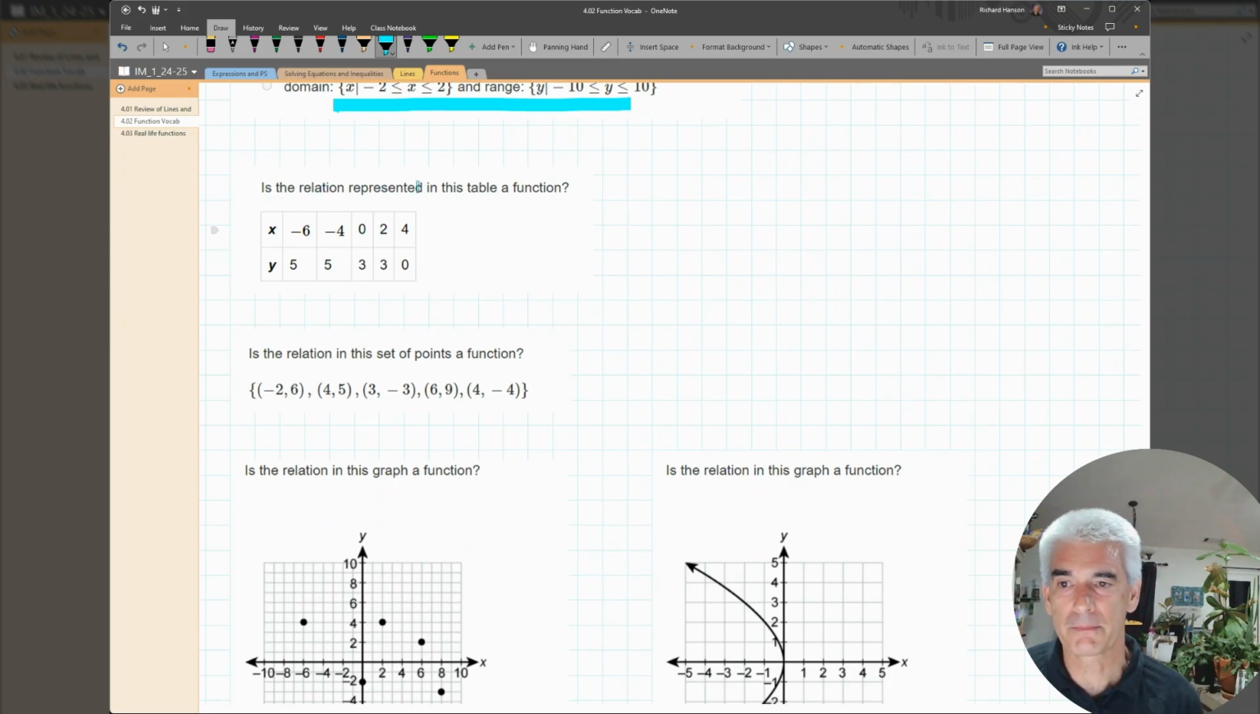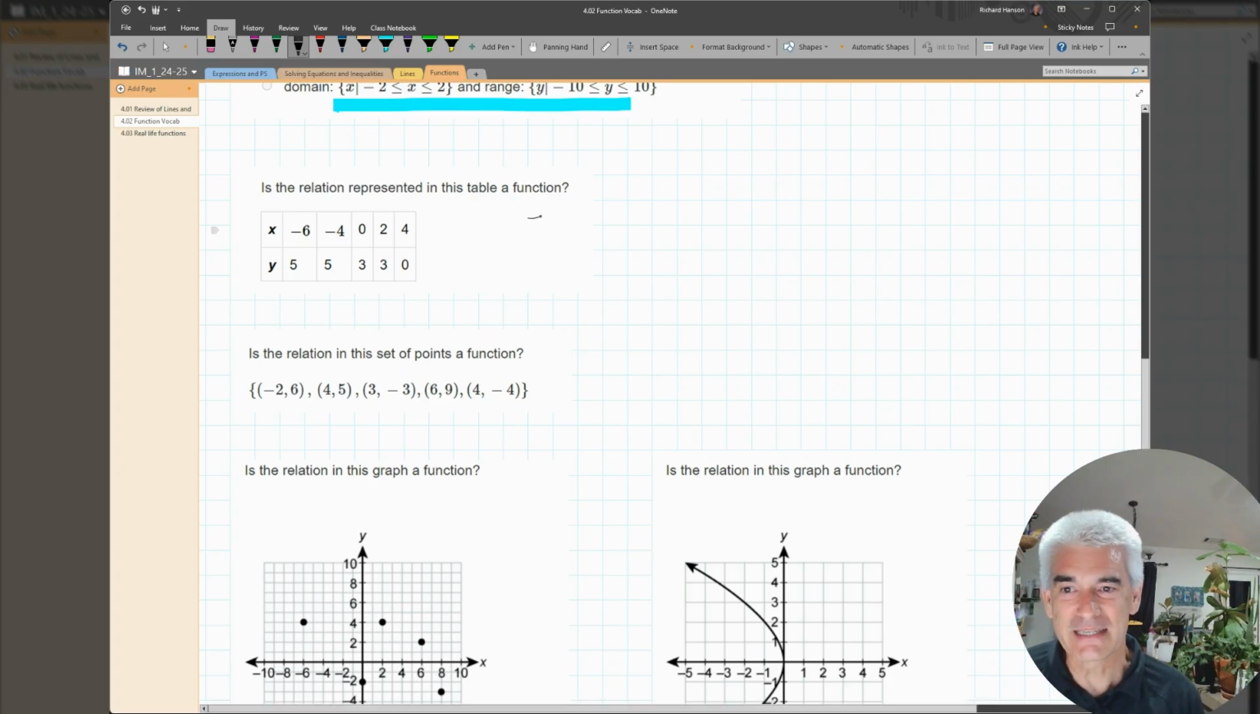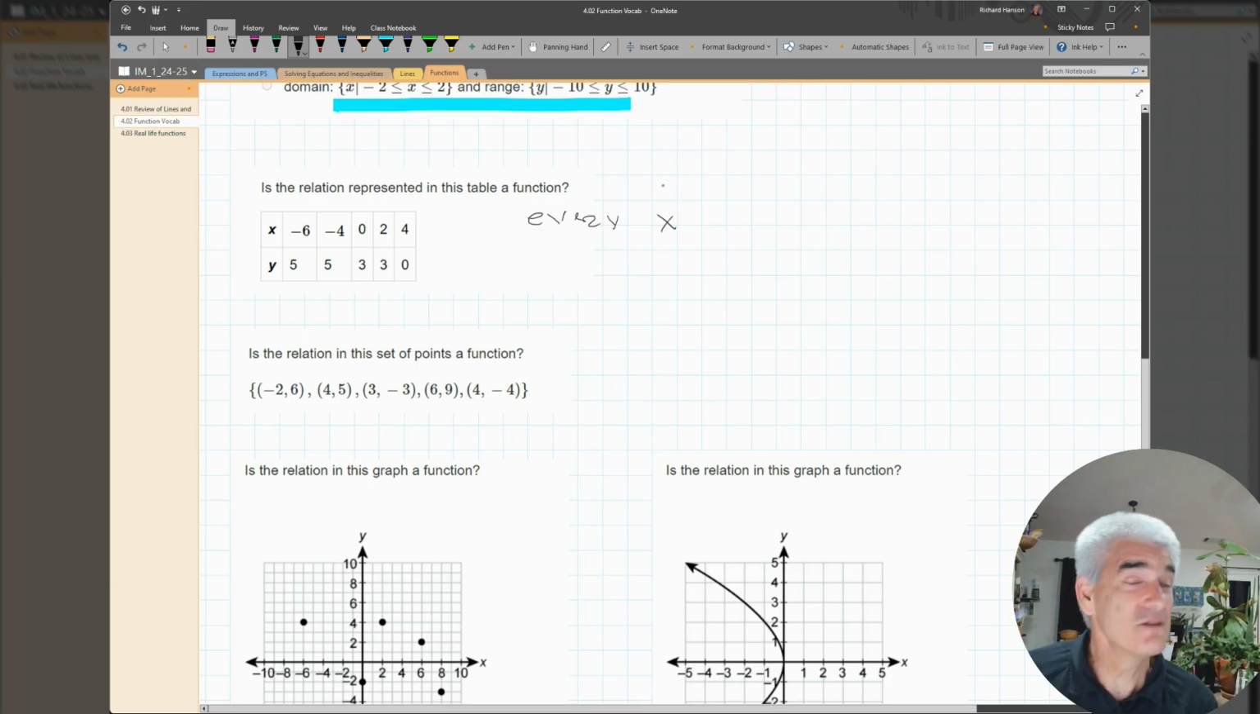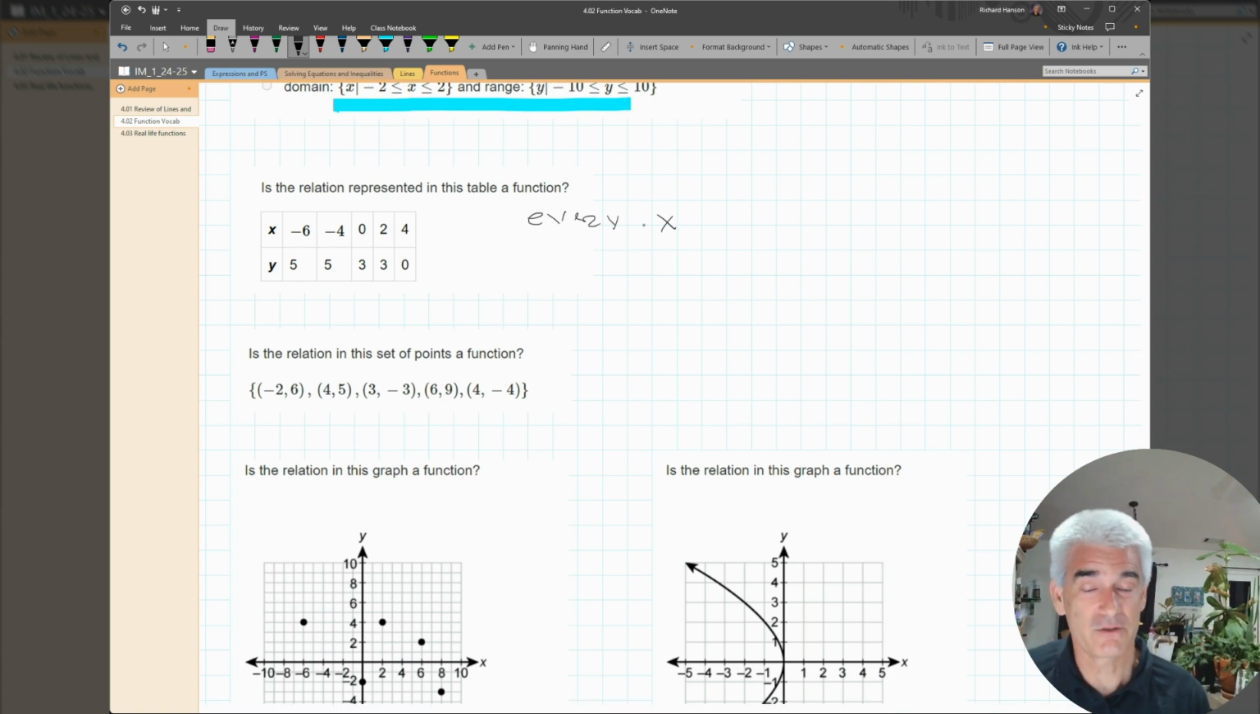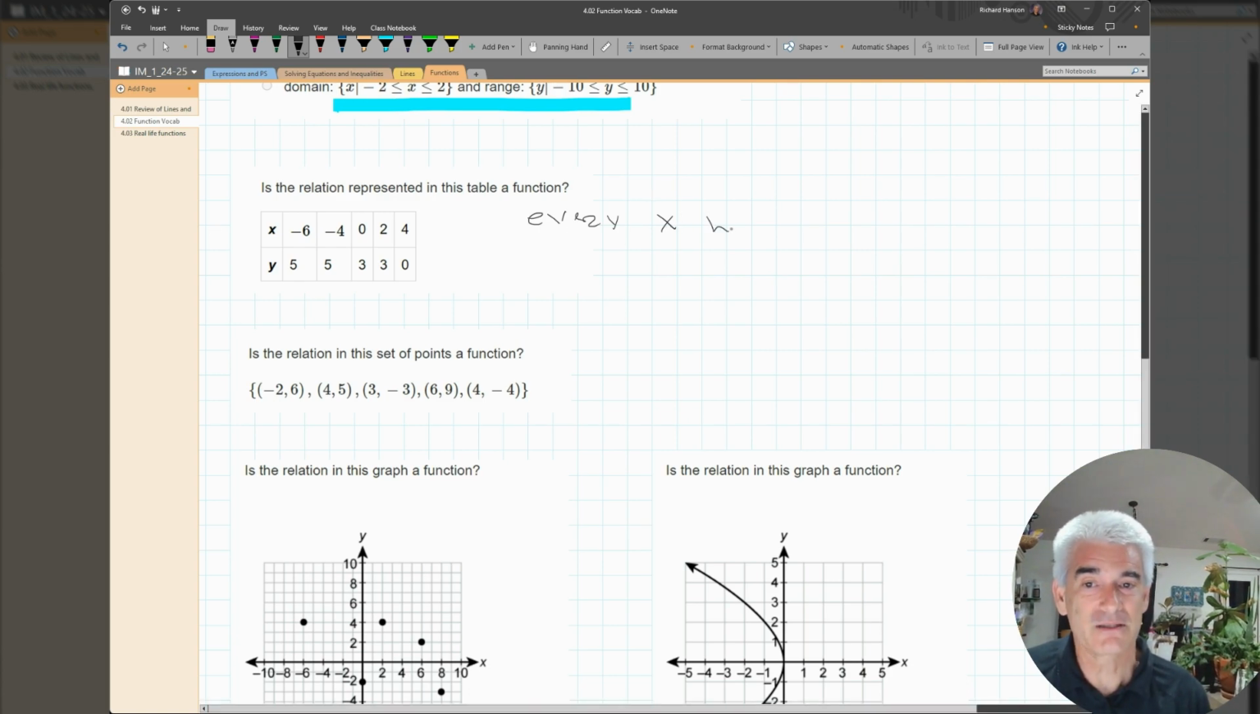Is the relation represented in this table a function? Well, remember, the only thing that we really needed was every element from the domain, normally we call it x. So I'll say every x has only one y coordinate that it goes with, has only one y coordinate that is paired with.